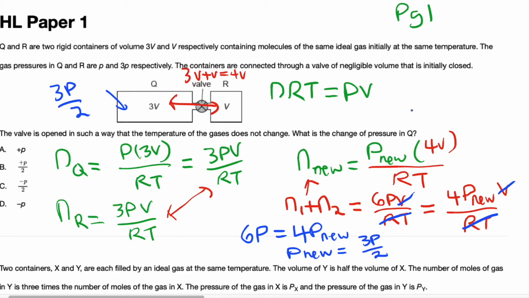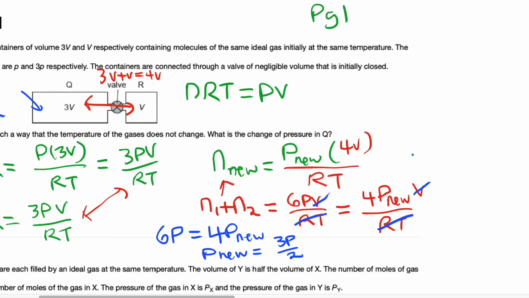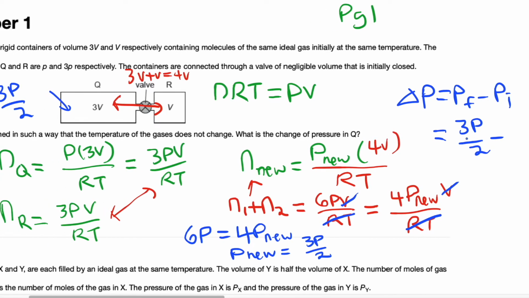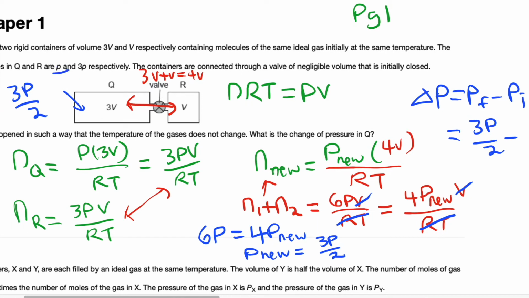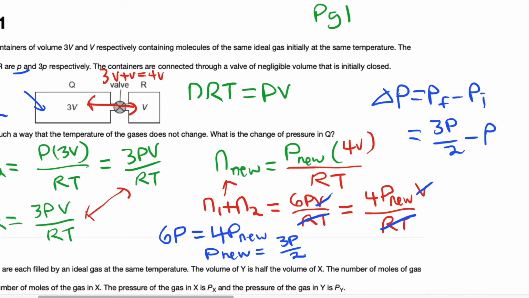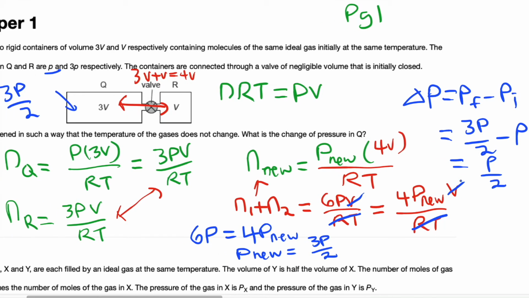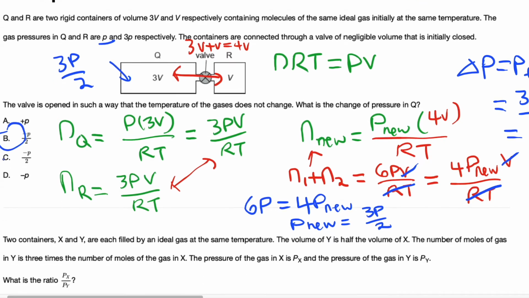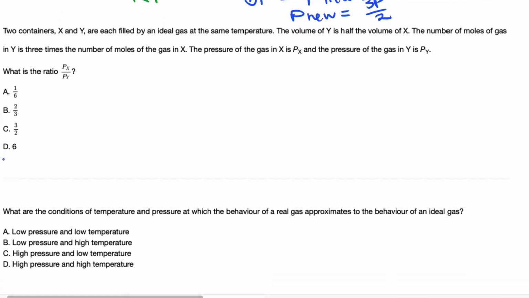And change in pressure, so let me write this here. Change in pressure is equal to final pressure minus initial pressure, which is equal to 3P over 2 minus initial pressure, which is P, is going to be equal to P over 2, right? So the answer is B. So this question is actually hard.